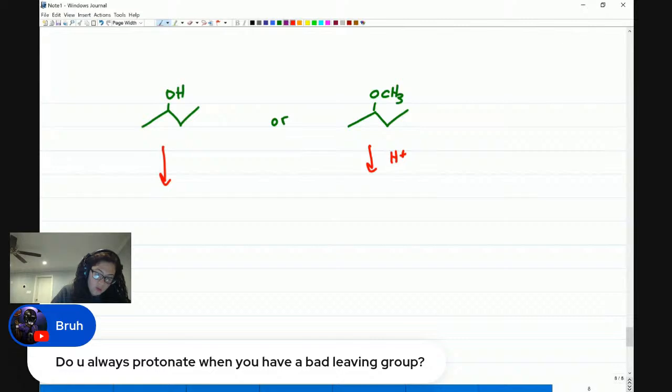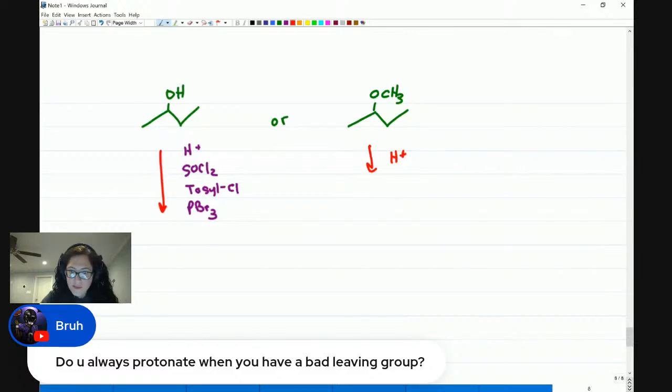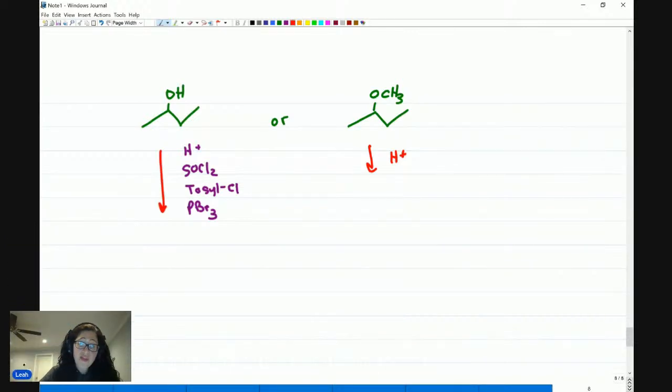But for this one, you would have learned any of the following, depending on your professor. You can use H+ like H2SO4. You can use SOCl2. You can use a tosyl chloride, written also as TsCl. Let's see, PBr3. I want to say these are the most common ones you would have learned. I can't think off the top of my head if there's another one. So these are probably the top ones. Let me know if that answers your question.